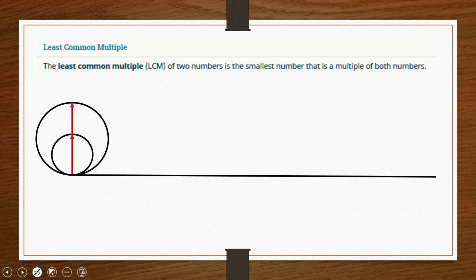Now our next topic is the least common multiple. Now recall that a multiple is just some value n multiplied by one of our counting numbers. Now the least common multiple is just the smallest number that multiples of both numbers have in common. So let me give you a visual example to explain.